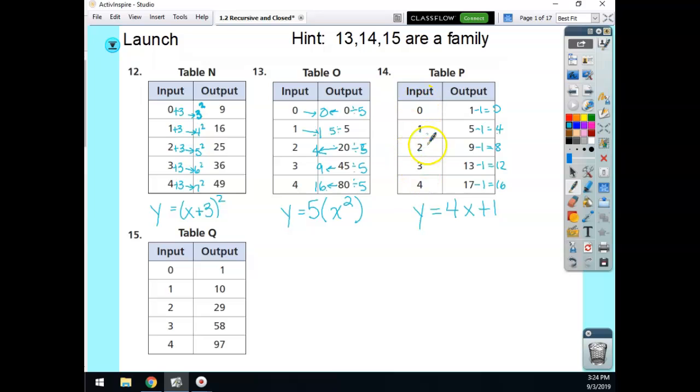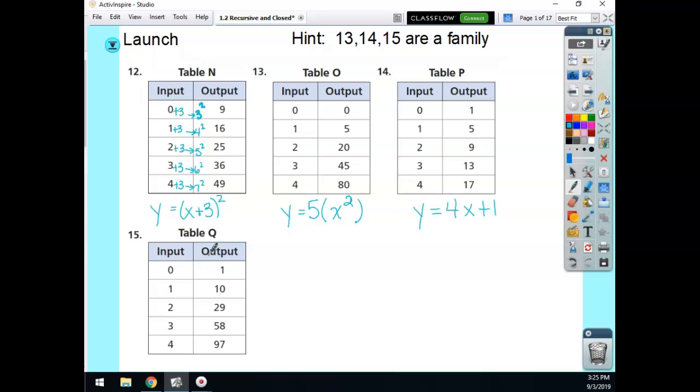And if you just take each one of your inputs and plug them in here, you should get each one of these outputs. Now on 15, it's a little bit different. So what you need to think about is comparing the outputs from table O and table P with the output from table Q. So compare these two outputs here to this output right here.